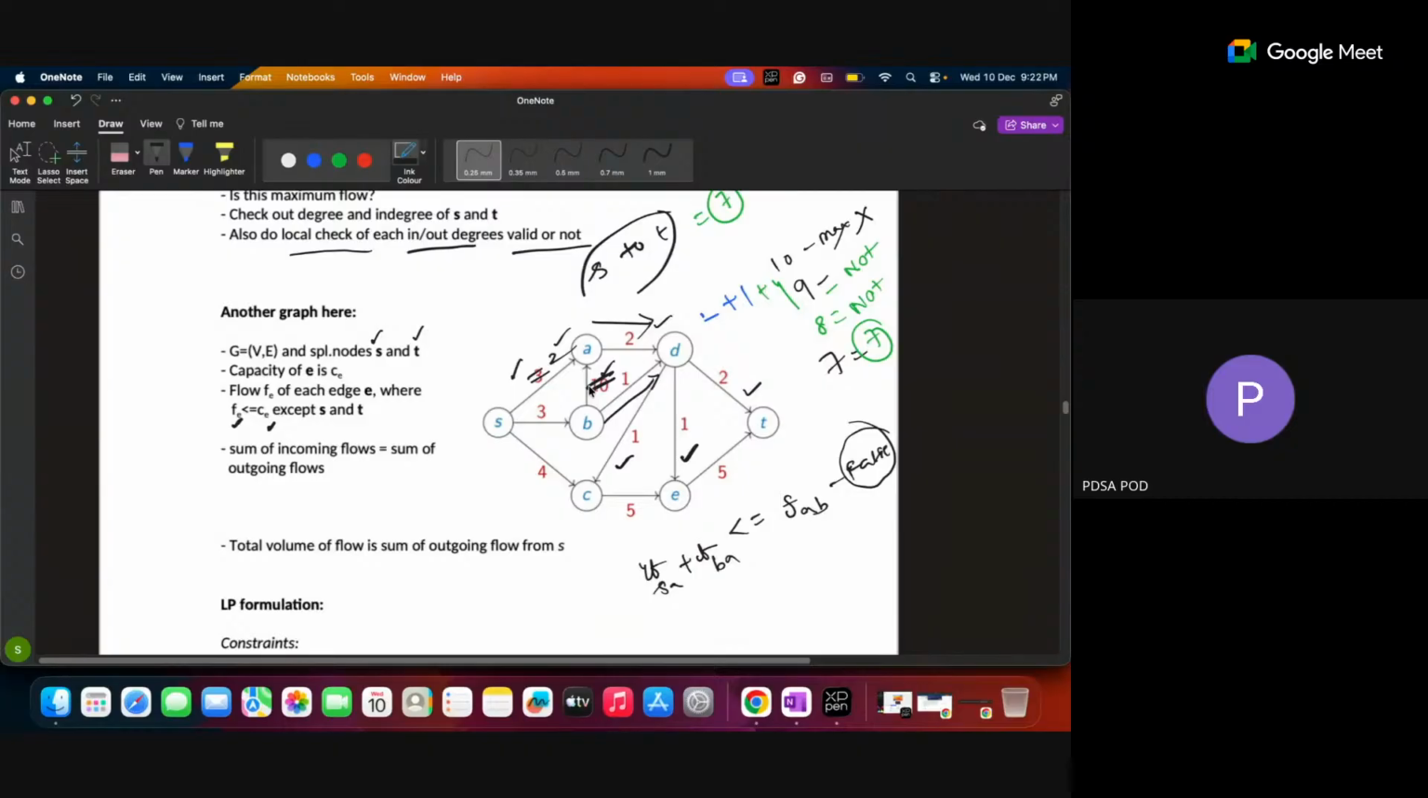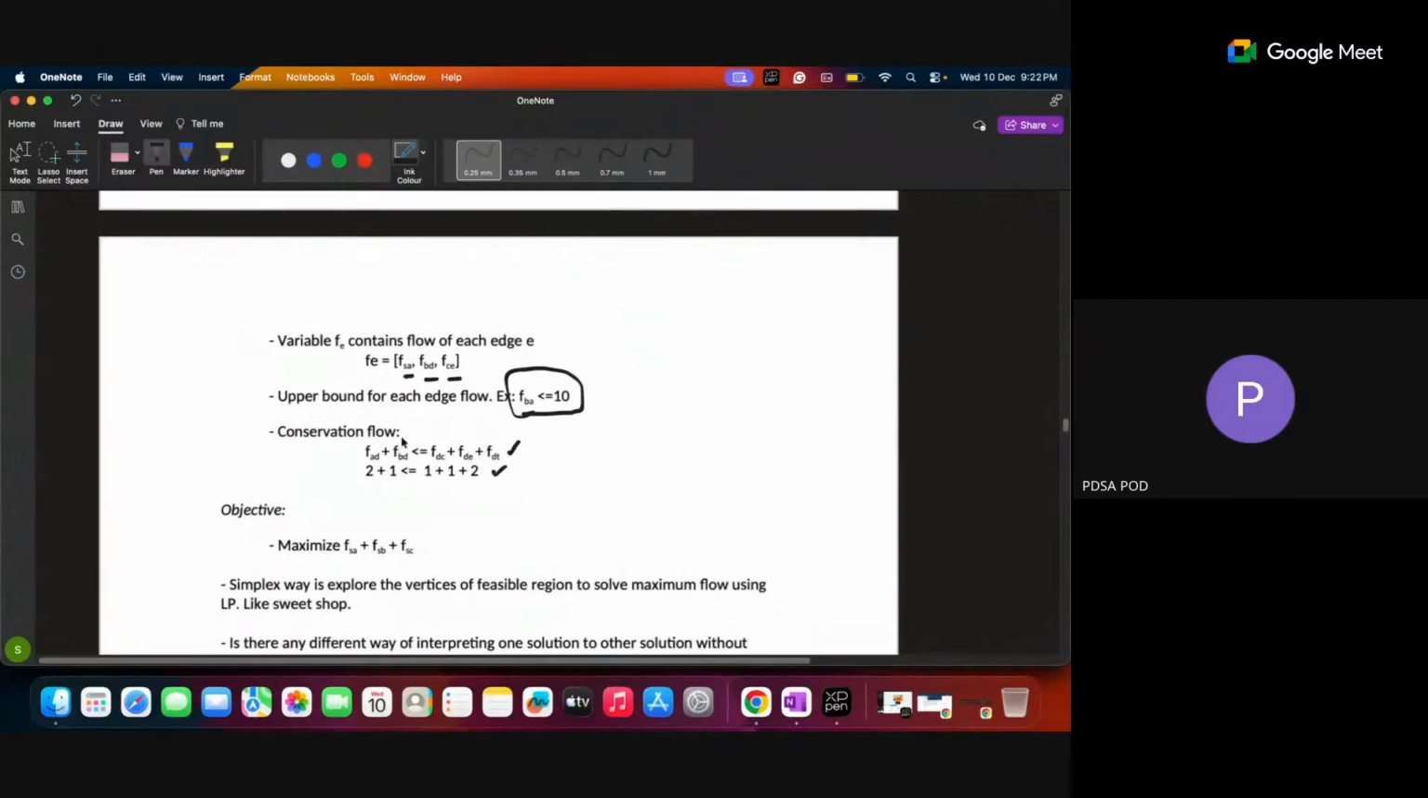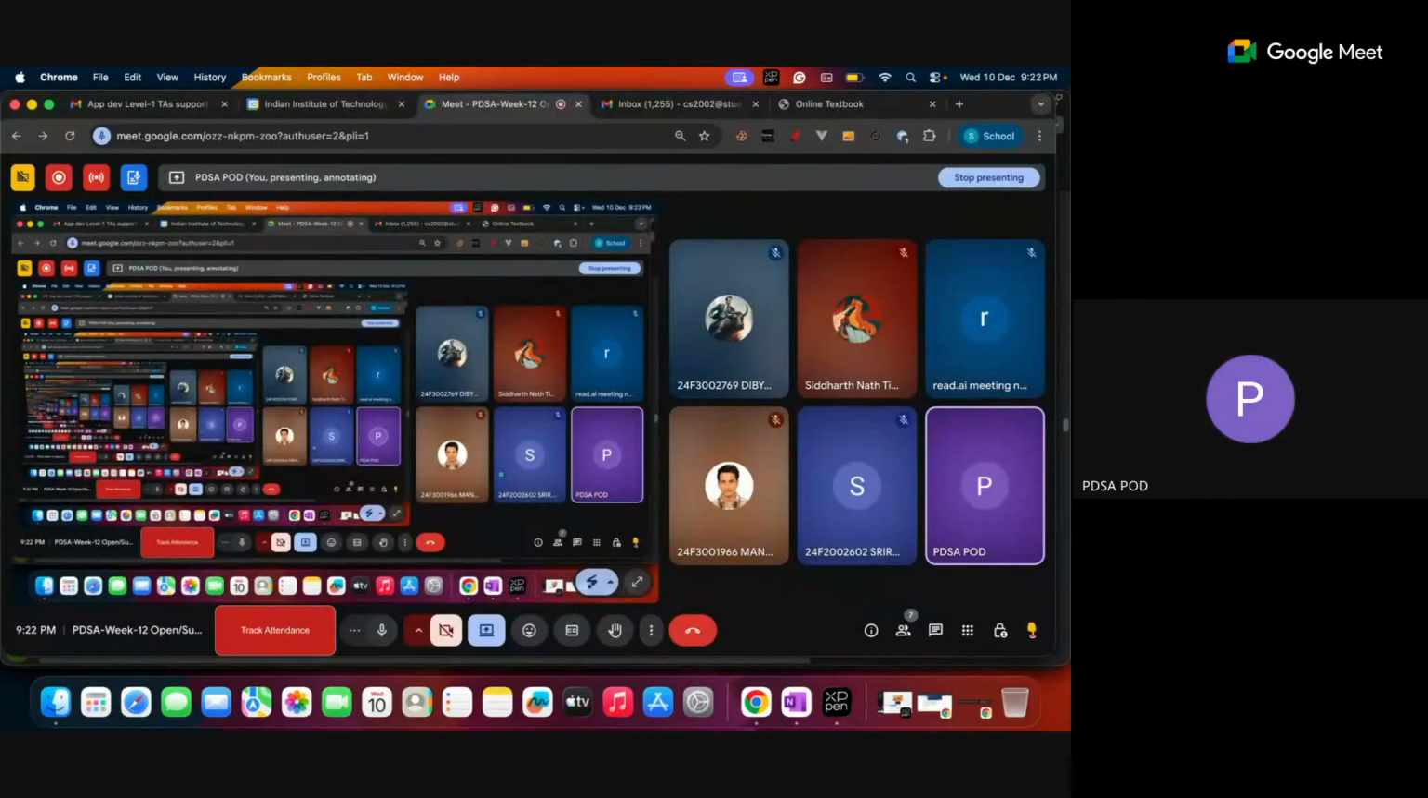This 10, I can never use it, right? Because if we take 10 incoming flow to A, where can I send this 10? I cannot do that. So you must satisfy that conservation flow constraint. Incoming flow can be less than or equal to the outgoing flow, no problem. If incoming flow is higher and outgoing flow is less, you cannot do that. Hope you got it, right?